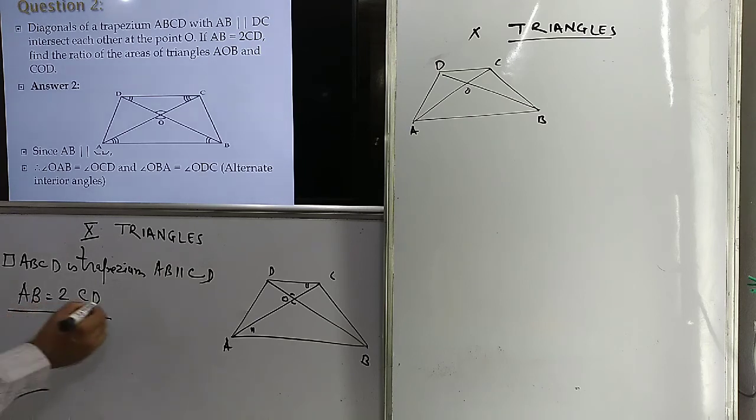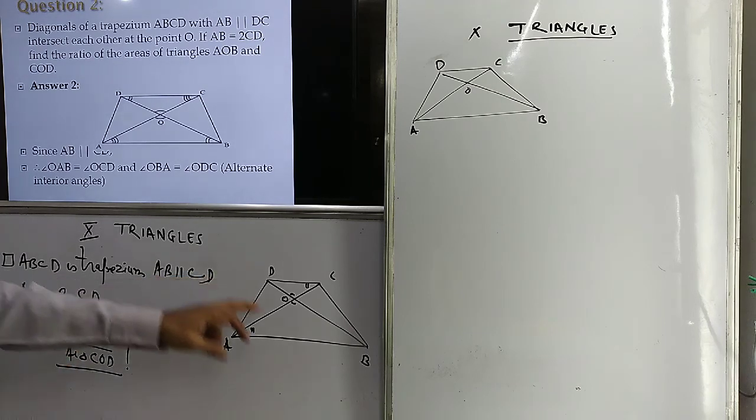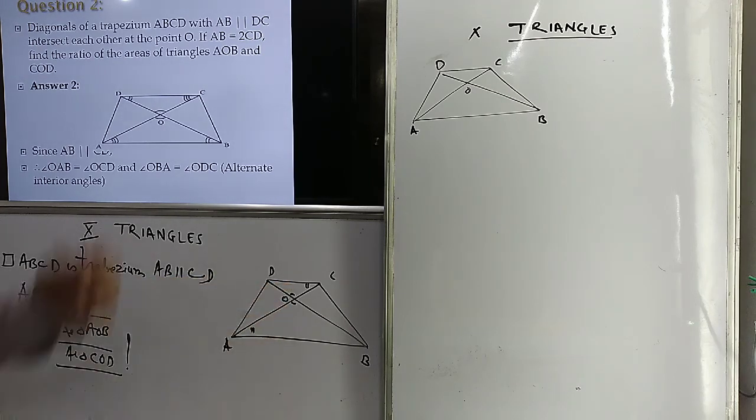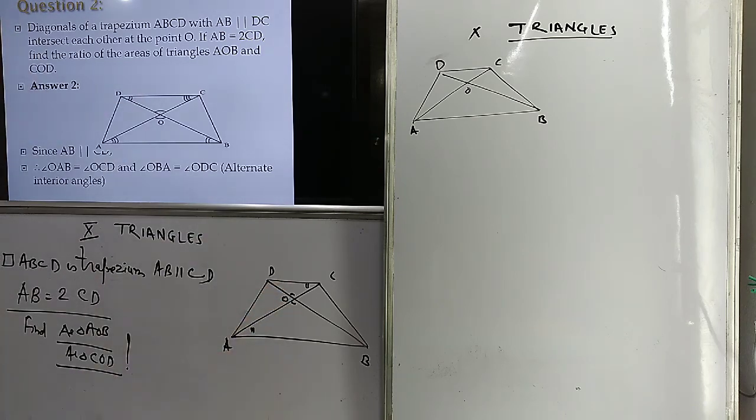And what do we have to find? We have to find the ratio of area of triangle AOB divided by area of triangle COD. This ratio of area of these two triangles, AOB and COD, has to be found.